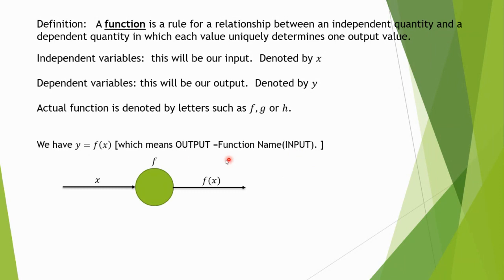And this is just sort of a visualization of it. You can almost think of this green circle as some machine, if you want. x is going into the machine, into the circle. The function does some crazy process, whatever, algorithm, I don't know. But for each x, you get back a unique output.